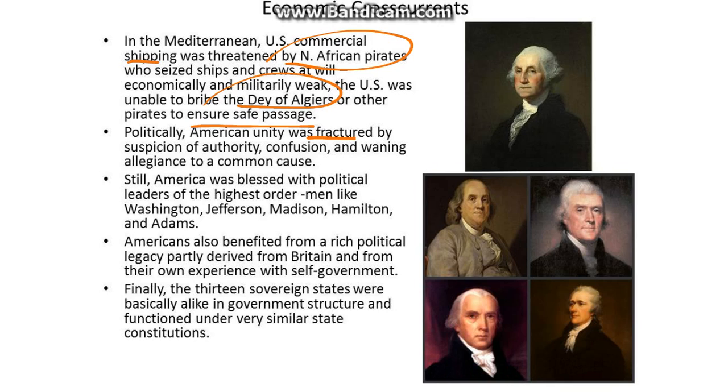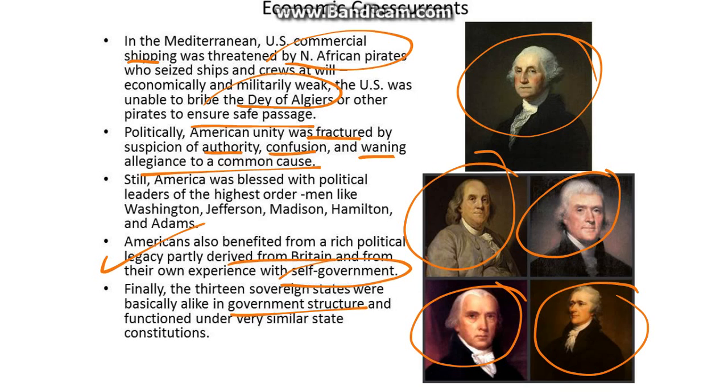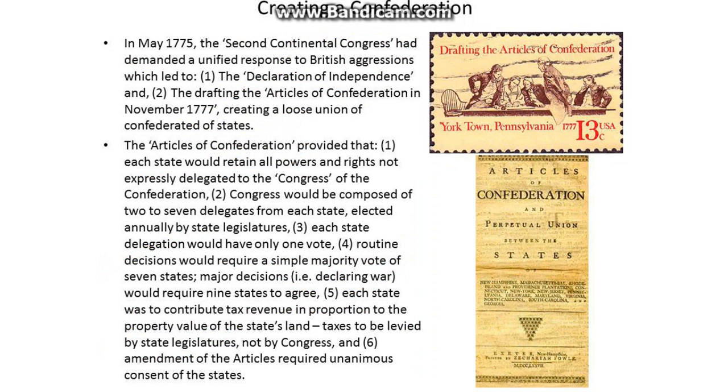Politically, American unity was fractured by suspicion of authority, confusion, and waning allegiance to a common cause. Still, America was blessed with political leaders of the highest order, men like George Washington, Thomas Jefferson, James Madison, Alexander Hamilton, and Ben Franklin. Americans also benefited from a rich political legacy partly derived from Britain and from their own experience with self-government. Finally, the 13 sovereign states were basically alike in government structure and functioned under very similar state constitutions.